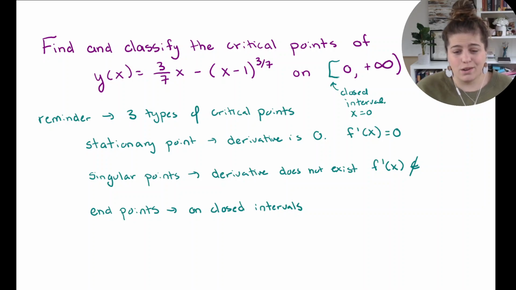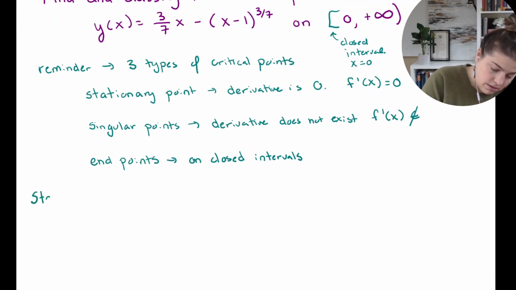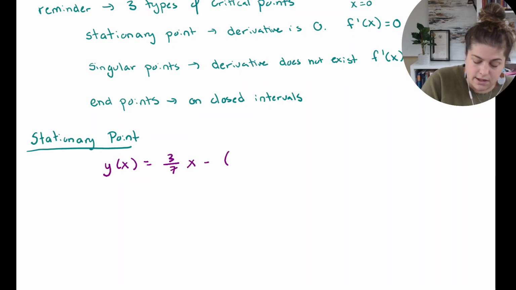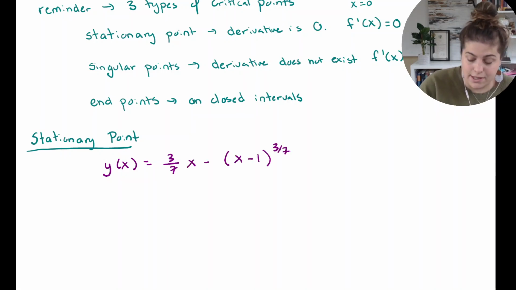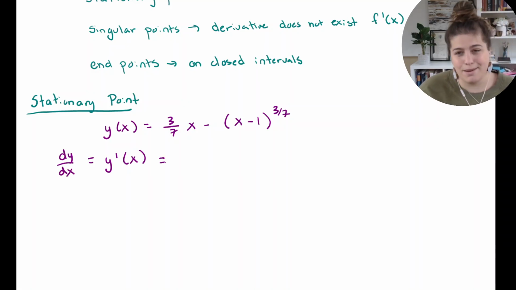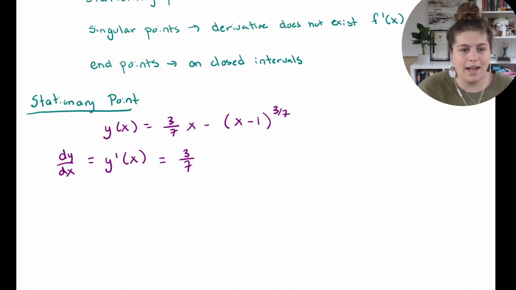So we want to look at all three of these types of critical points. The stationary point one is the simplest in some ways, right? We're going to take that derivative and we're going to set it equal to 0. So if I have a function that is 3 over 7 times x minus (x minus 1) to the 3 over 7, and I take the derivative, I always want to make sure that I'm indicating that I'm taking the derivative. You could also use dy dx notation. It does not matter, but you don't want to just hit equals and continue on. The derivative of 3 over 7 times x is just 3 over 7, right? Because it's just a coefficient times x.